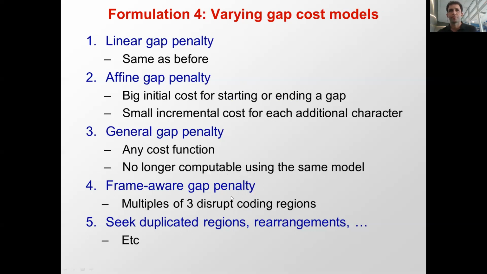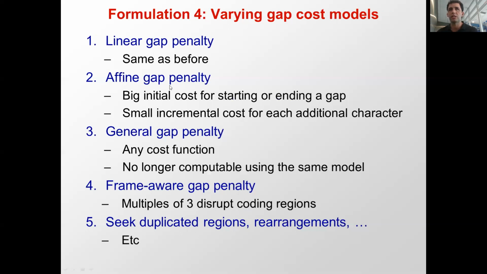We could also have frame-aware gap penalties. So basically, if the insertion or deletion is a multiple of 3, then within protein coding regions, this is actually much less disruptive, making alignments much more relevant to protein coding segments. And this can actually be computed using the same computational complexity as the affine gap penalty. And then beyond that, we can start seeking duplicated regions, rearrangements, etc.